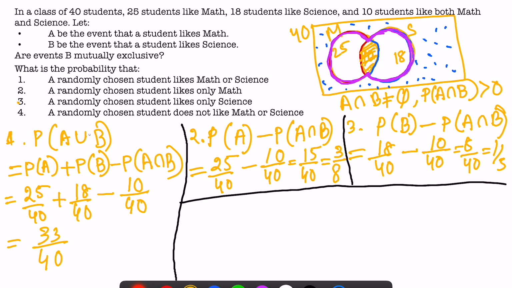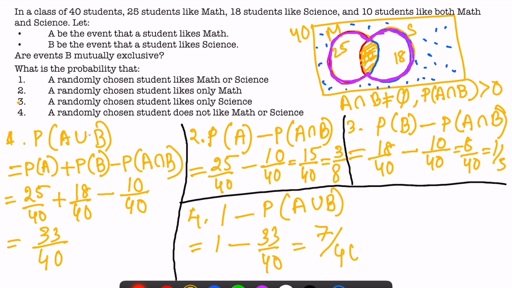and that we can calculate as 1 minus probability of A union B, right? So that will be 1 minus probability of A union B, which is 33 out of 40. So this is 7 out of 40.